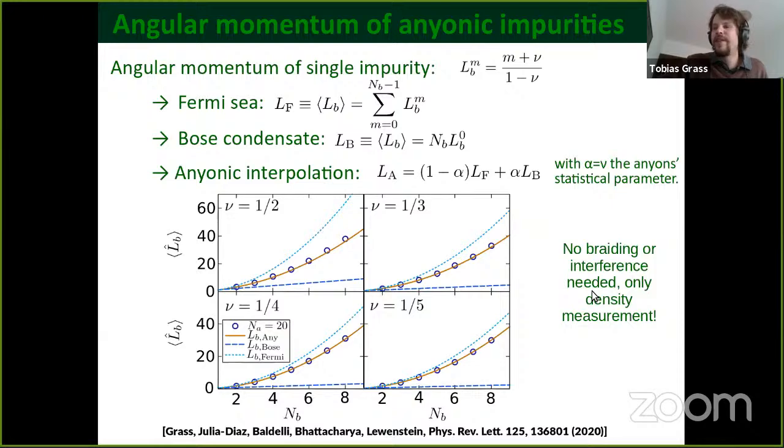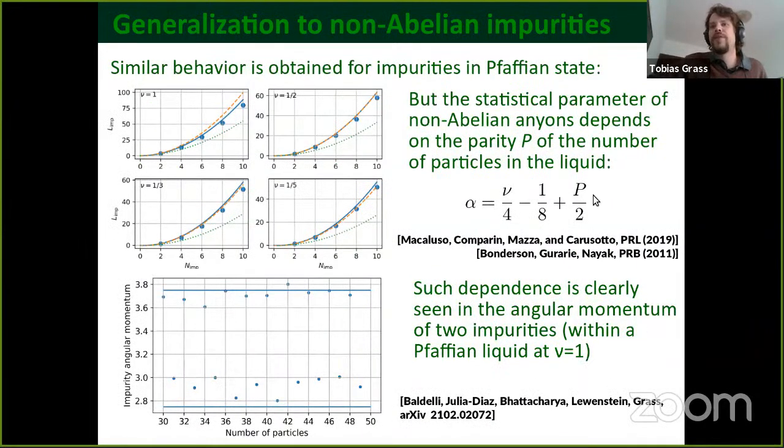And then one can also even generalize this to non-Abelian states. In particular, we have been looking in that archive paper this month on Pfaffian states. In the case of a Pfaffian liquid, the statistical parameter of the quasi holes is not just the filling factor, but in particular it has this shift term, which depends on the parity of the number of particles in the liquid. Now if you look at the impurity angular momentum as a function of the liquid size, we have here this clear even-odd effect, which really is the demonstration of the non-Abelian nature of this Pfaffian state. So this non-Abelian property can then also be seen from density measurements of the impurities.